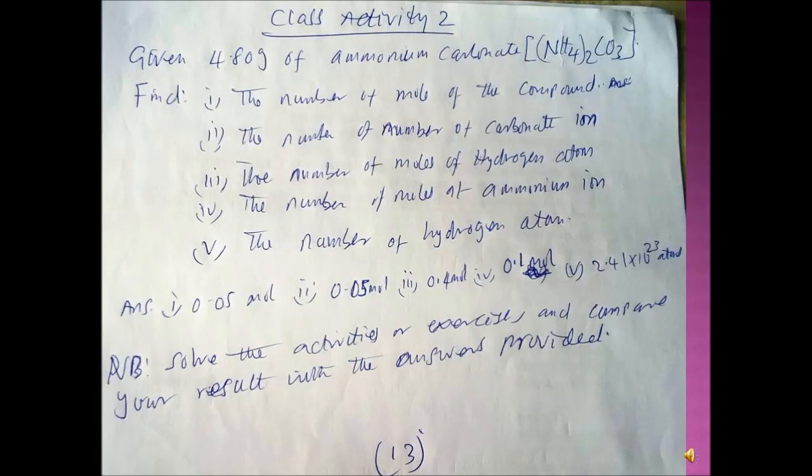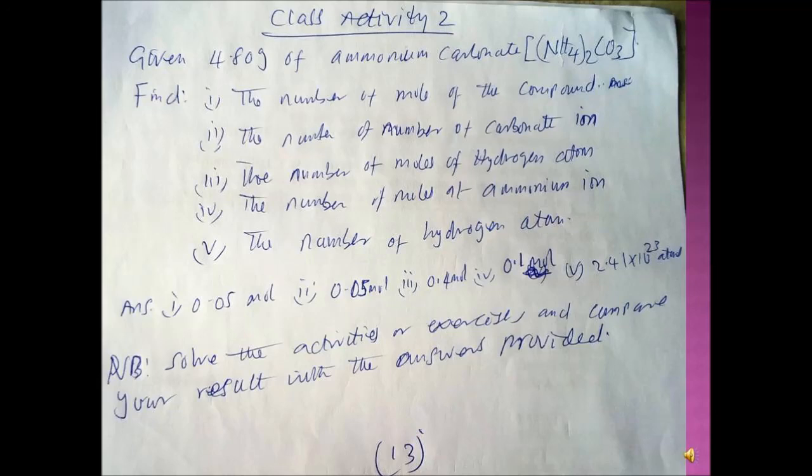Now this is the second class activity. You are given 4.80 gram of ammonium carbonate. Find: 1, the number of moles of the compound; 2, the number of carbonate ions; 3, the number of moles of hydrogen atoms; 4, the number of moles of ammonium ions; and 5, the number of hydrogen atoms. I've also provided the answers. The answers are not meant for you to cheat, but to enable you to solve and self-evaluate by comparing what you got after solving the activity with the answers provided here.